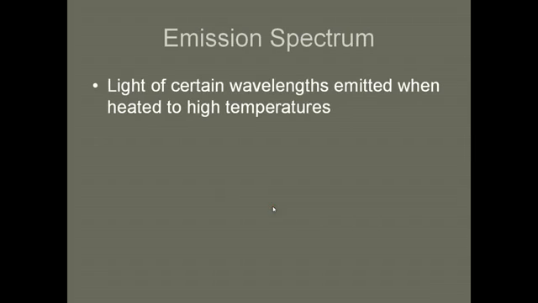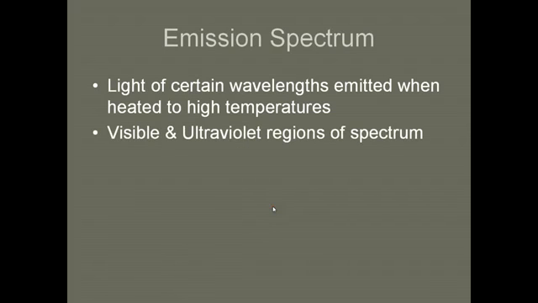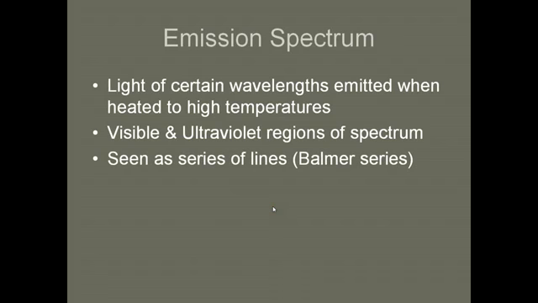Let's move on to emission spectrum. You may wonder what is it, but it's quite simple really. It is light of certain wavelengths emitted when electrons return to ground state. This may occur after substances are shortly heated to high temperatures. It also can be the visible and ultraviolet regions of the electromagnetic spectrum, and it can be represented as a series of lines. It's called the Balmer series.